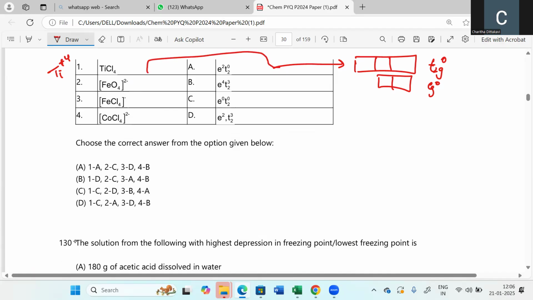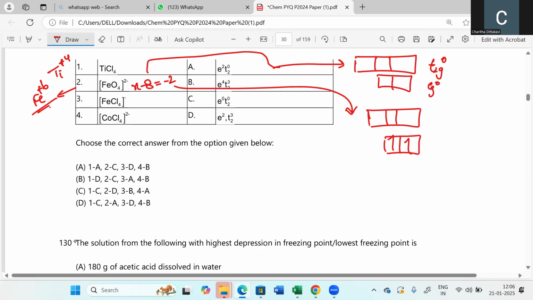And FeO4, FeO4 minus 2. Fe will be plus 6 then, right? Minus 8 plus 2, minus 8 here, minus 8 turns to the right side. X minus 8 is equal to minus 2. X is equal to 6. Fe will be plus 6. Fe plus 6, then 2 electrons I have to show, because iron is at 26. Remove 6 electrons from 26, 20 remain. 20 means 18 plus 2. 18 is the noble gas configuration, so just show 2 here. This here is 1. So e squared, eg is 2 and t2g is 0.